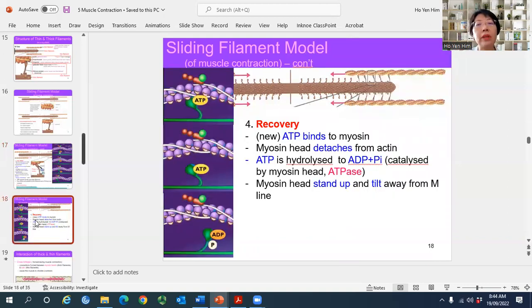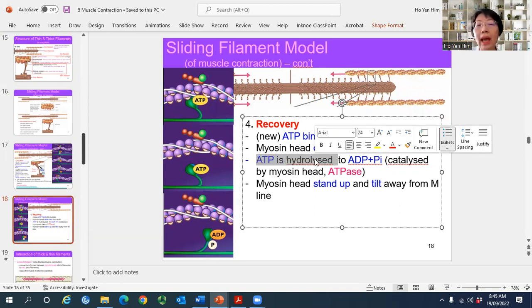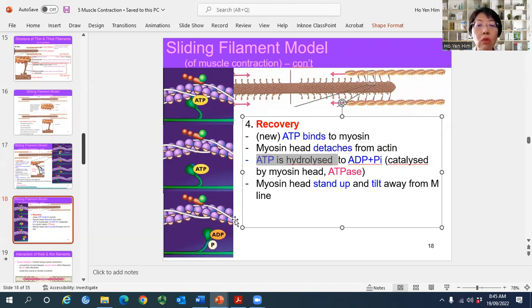Now, let's look at the recovery part. Once the head is tilted, it will remain tilted unless ATP comes and removes it. So this is the tilted head, right? ATP must bind to the tilted myosin head so that the myosin head will detach from the actin. After that, ATP will be hydrolyzed, so it becomes ADP and Pi attached to the head.